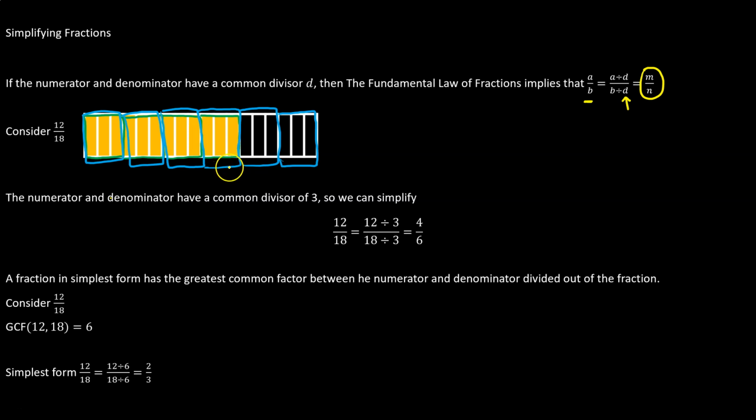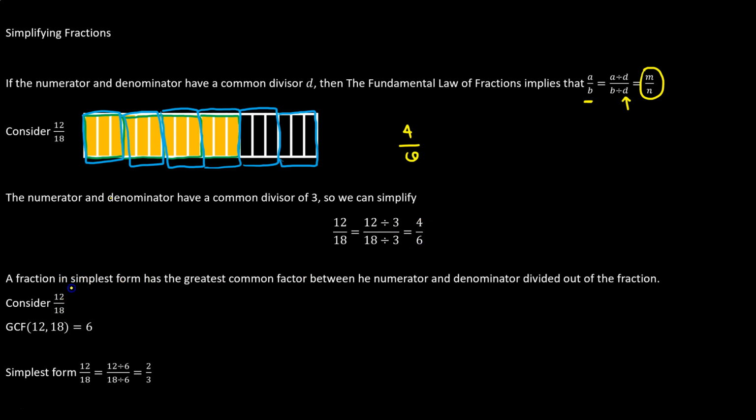If we look at the blue squares, there are 1, 2, 3, 4, 5, 6 blue squares needed to make a whole, so our denominator would be 6. And then the shaded portions, if we look at the green portions, there's 1, 2, 3, 4. And we can show that algebraically by dividing the numerator by 3 to get 4, dividing the denominator by 3 to get 6. So we can simplify our fraction simply by dividing off any common divisors.